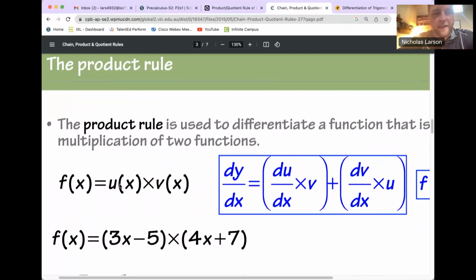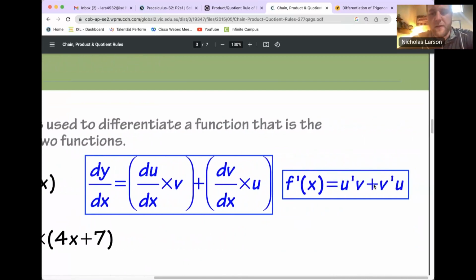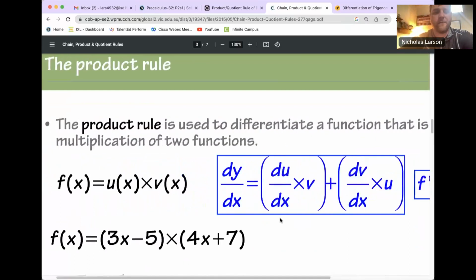If I look at this example, to find the derivative, we take the derivative of u, multiply it by v, and then add the derivative of v and multiply it by u. So I take the first times the derivative of the second, plus the second times the derivative of the first. That's the way I like to think about it. The product rule is the first times derivative of the second plus the second times derivative of the first.